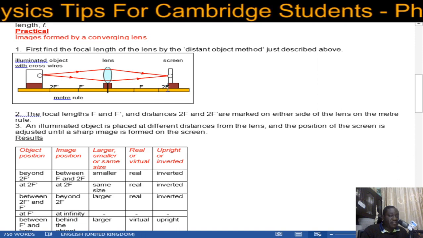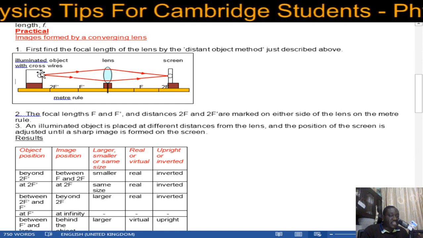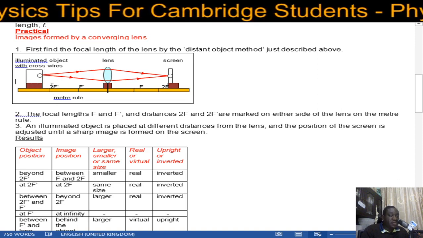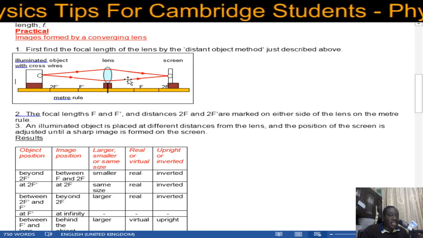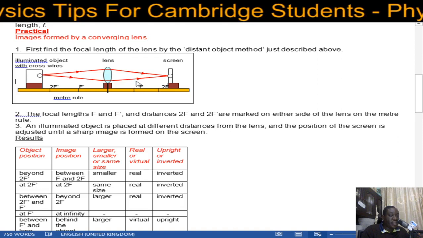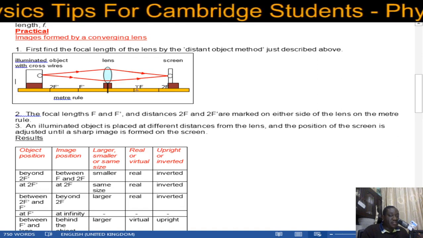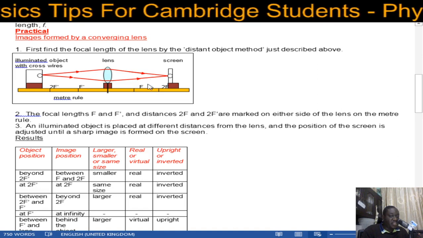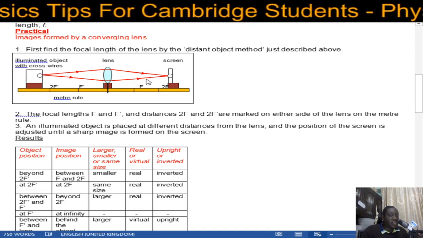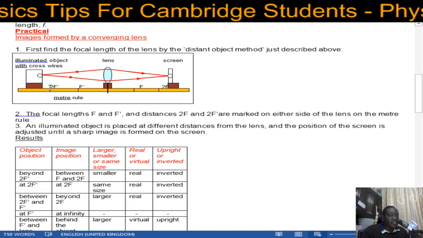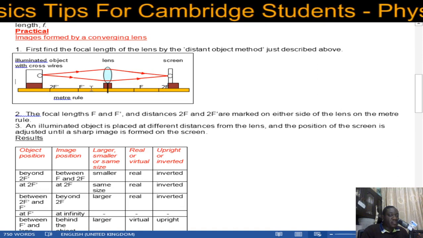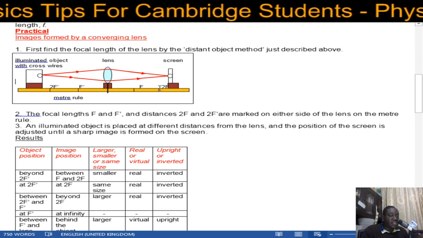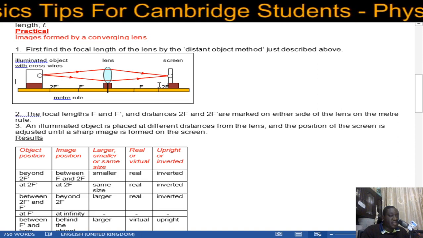So beyond 2f, the object is on this side and the image will be on the other. Object beyond 2f, image will be between f and 2f, right there, and it will be inverted and smaller. Okay. At 2f, if the object is at 2f, you form your image again at 2f, and it will be the same size as the object.